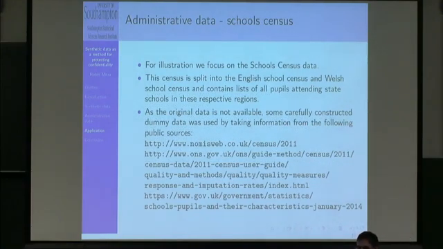Okay, so we're going to focus on a particular administrative data set called the school census data. Just a little bit of background. The census is split into the English school census and Welsh school census and contains lists of all pupils attending state schools in these respective regions. So at the time that we started this, we couldn't actually get access to the original data. There were all sorts of confidentiality things we had to go through. So we created some dummy data, but it's very carefully constructed. It's not just done very quickly. We did quite a good job, I think, creating this dummy data.